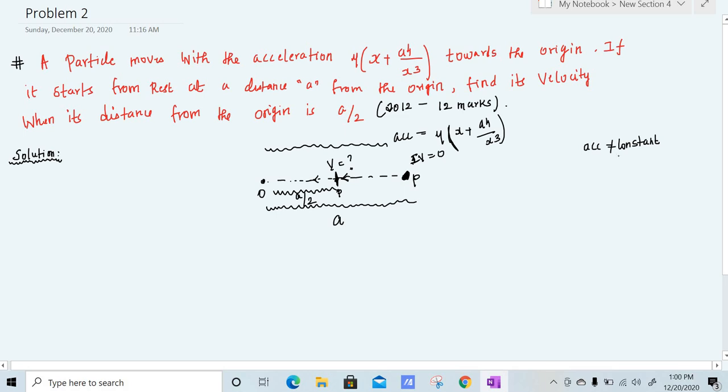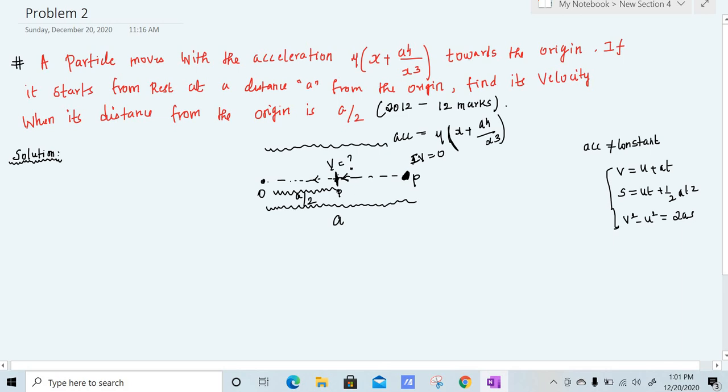Constant acceleration means you can use the formulas v = u + at, s = ut + 1/2 at², and v² − u² = 2as. You can use all these only when acceleration is constant, right? But here you can see our acceleration is not constant.